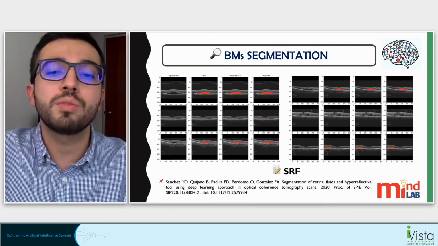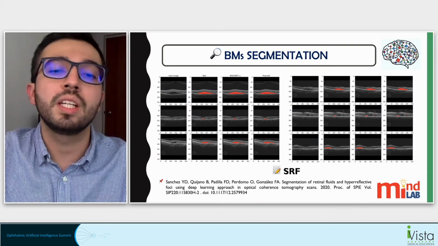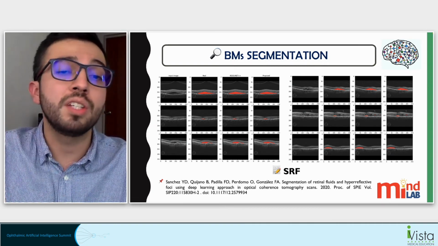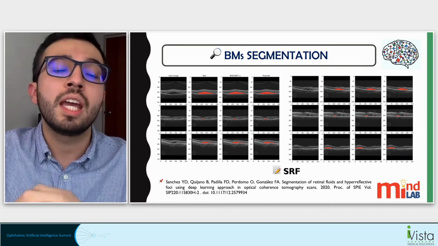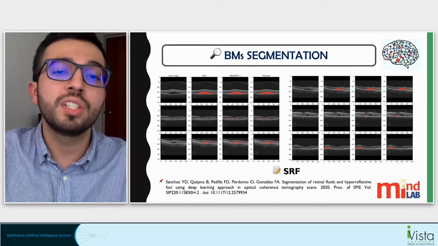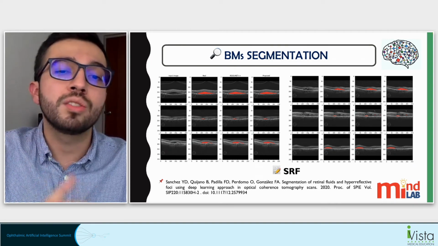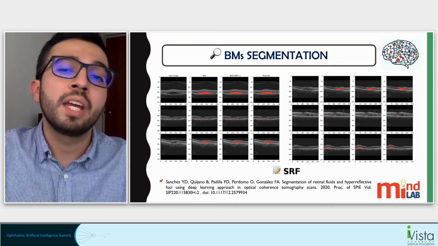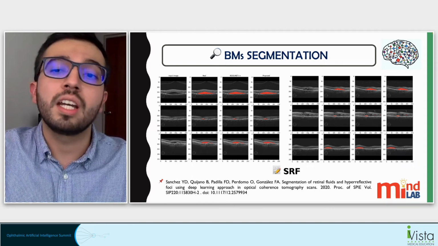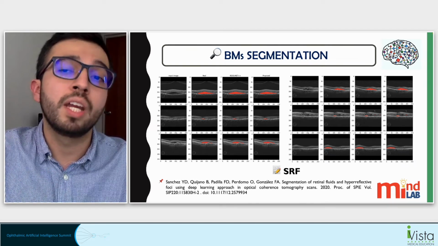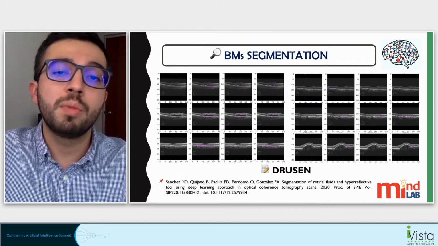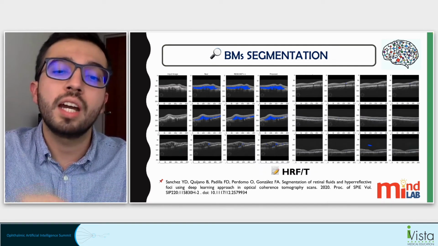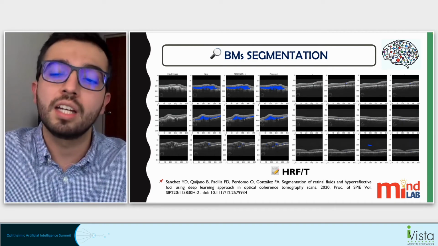Here are some examples for these identifications. For example, in subretinal fluid, the first row shows the original image, the second, the manual segmentation conducted by the expert ophthalmologist, and the third and fourth, the model predictions by ResUnet and SEUnet, as we have analyzed as the best convolutional neural networks for the identification of biomarkers. Here's the case of cysts, of drusen, and the case of hyperreflective foci and tissue.